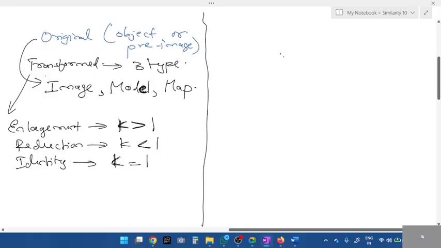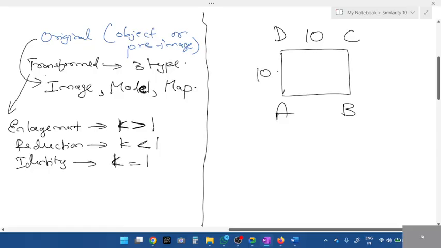Next, let me take the original image. Original image, I'll take it as A, B, C, D. It's a square. Each side 10 centimeters. Original value.